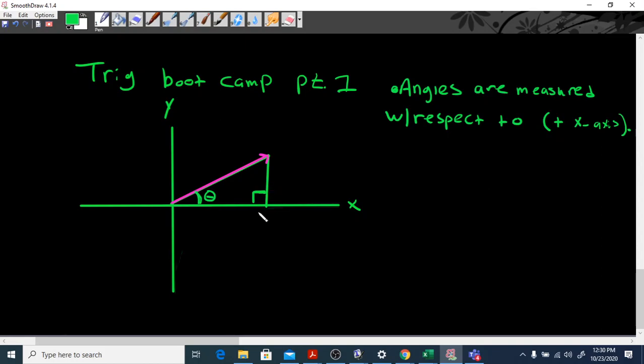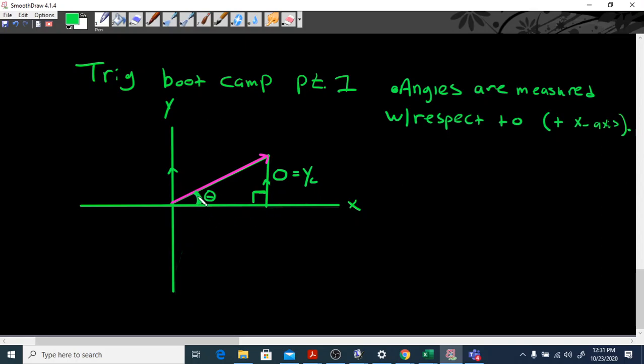Now, here's the angle. If I go directly across from the angle, we call that side the opposite side. I'm going to write O for opposite. And this is the preferred name for it in a calculus situation: we call this the y component. It's called the y component because it's parallel with the y-axis. Let's try and keep that in mind.